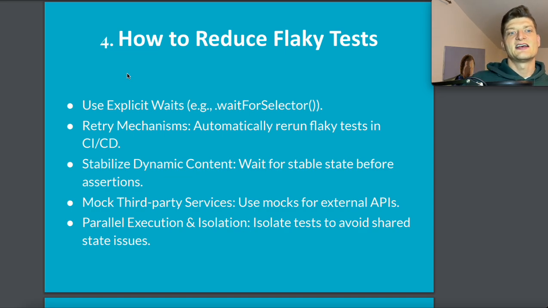Next one is stabilize dynamic content. For pages where you have different loading mechanisms, you need to wait for exact specific content before continuing with your test. Use functions which wait and check network idle before making an assertion. Next one, it's simple, just mock third-party services. If you don't need some integration, just try to mock it and not use it, so your test will be more stable and faster.